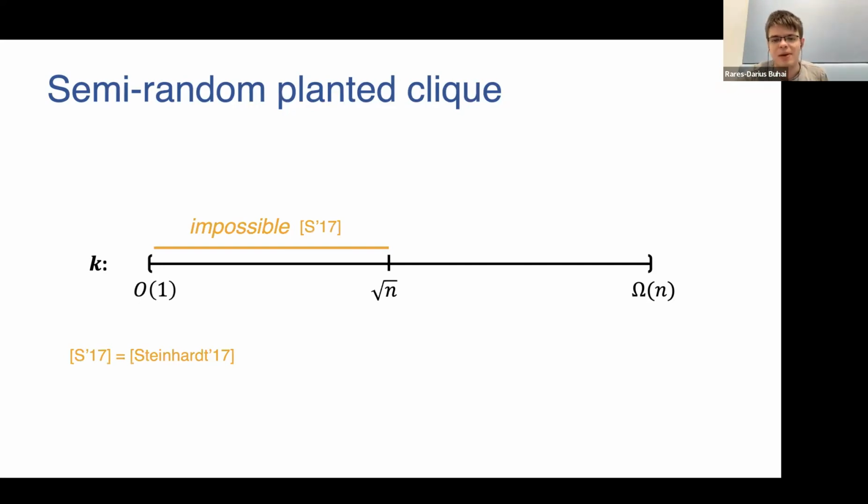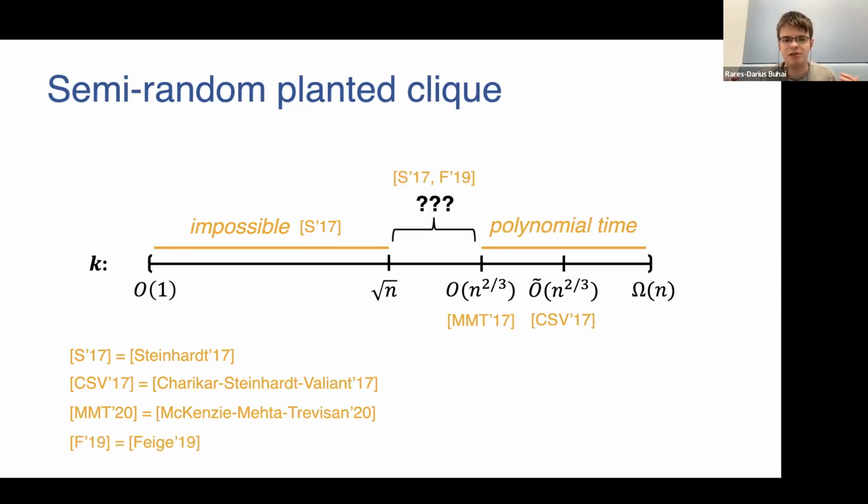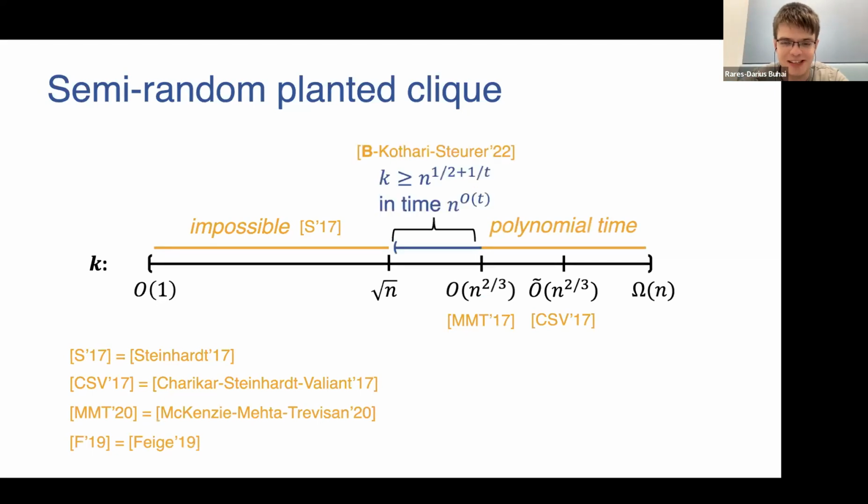So what about polytime algorithms? Well, Charikar, Steinhardt, and Valiant gave an algorithm that works for k at least n to the 2/3 times some log factors. And this was later improved by McKenzie, Mehta, and Trevisan to n to the 2/3 without the log factors. And basically, up to our paper, that's all that was known about polynomial time algorithms. So it really remained an open question whether you can still solve the problem at the same threshold of √n that you can do for the standard random planted clique problem. And our paper comes close to solving this question.